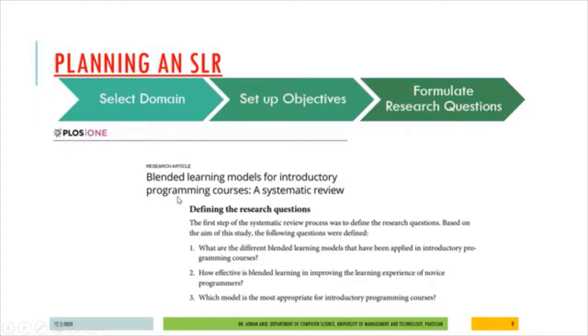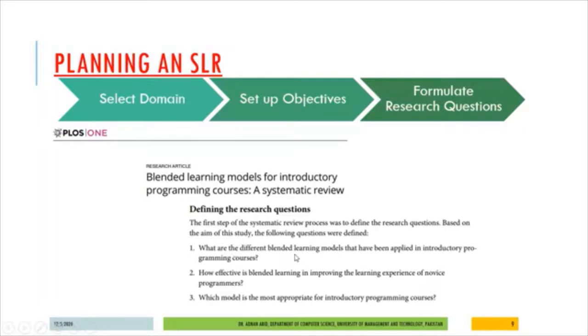This article asks what different blended learning approaches have been successfully used to teach introductory programming courses, which has always been a challenge for all kinds of schools, be it a very high tech school or a moderate school anywhere in the world. This is a common problem for everyone, that students take time to understand and be comfortable with the programming domain. So blended learning was the focus.